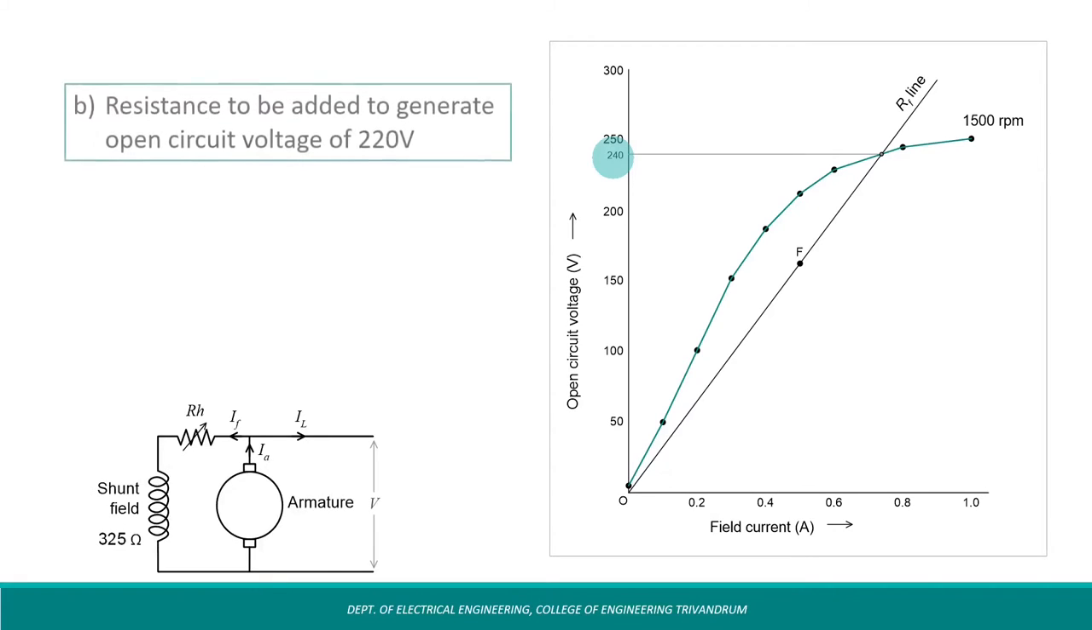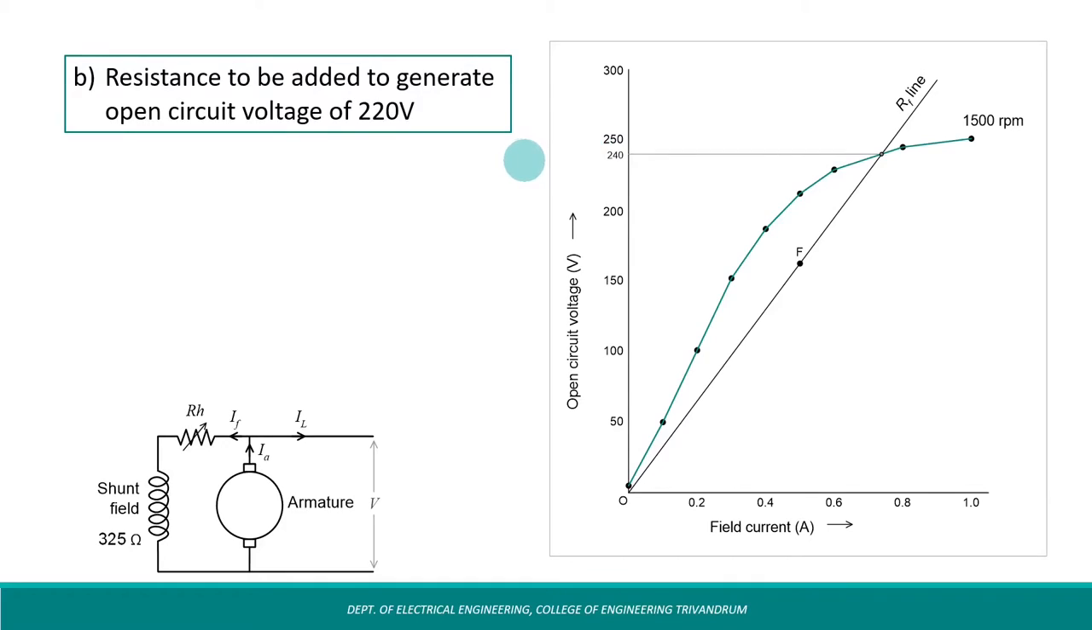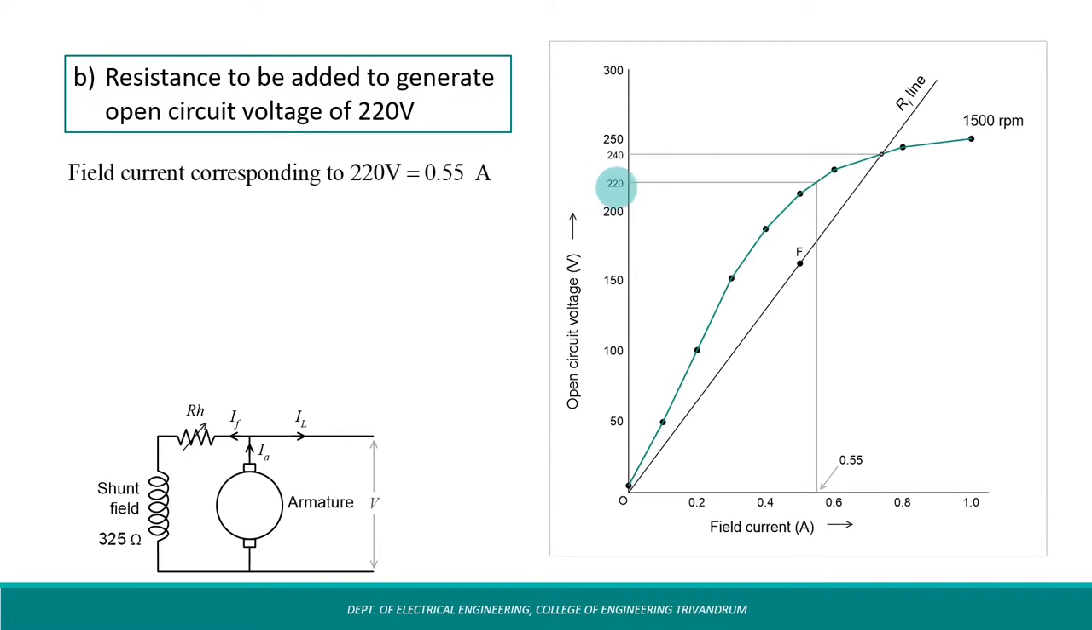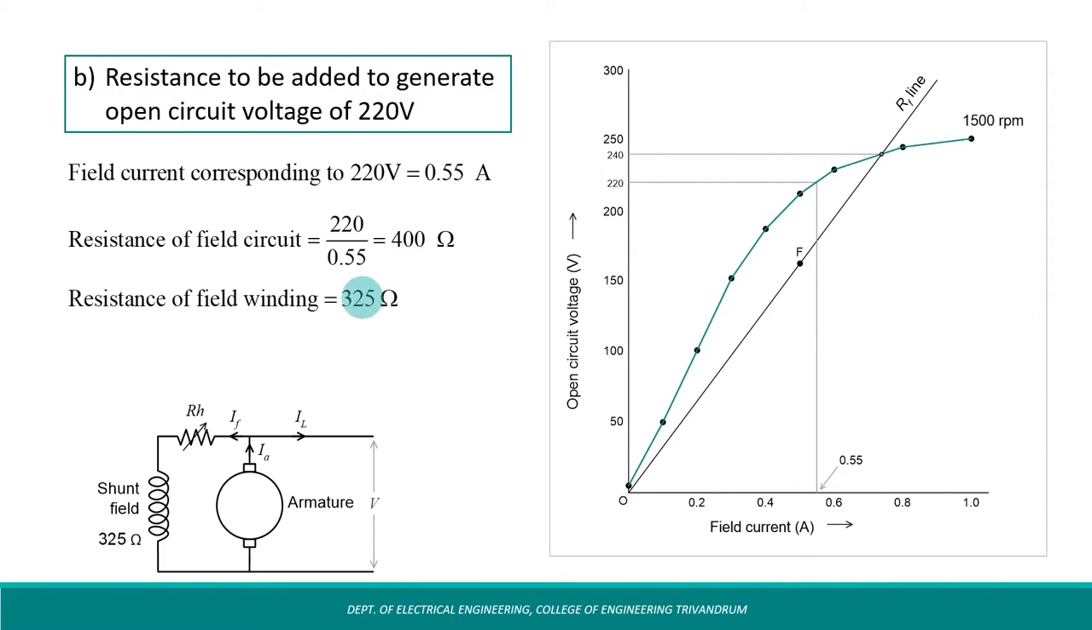Next, we shall find out the resistance to be added to generate an open circuit voltage of 220 volts. We have seen that 240 volts will be generated without any additional resistance in the field circuit. To reduce the voltage, some resistance is to be added. From the graph, we should find out the field current required to produce 220 volts, and that is obtained as 0.55 amperes. Then the corresponding resistance in the field circuit is obtained by dividing the voltage by current, that is 220 by 0.55, which is equal to 400 ohms. We are already having 325 ohms in the field winding. So the additional resistance to be added is 400 minus 325 and it is equal to 75 ohms.